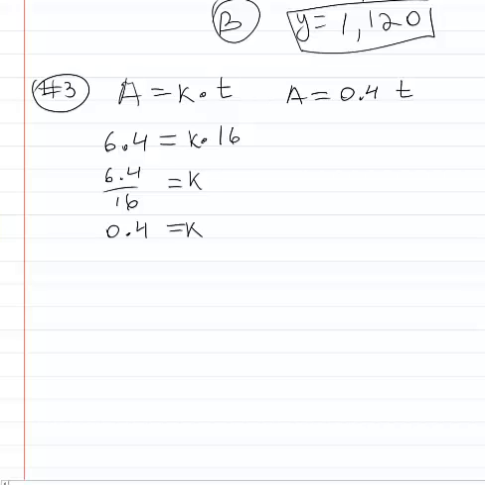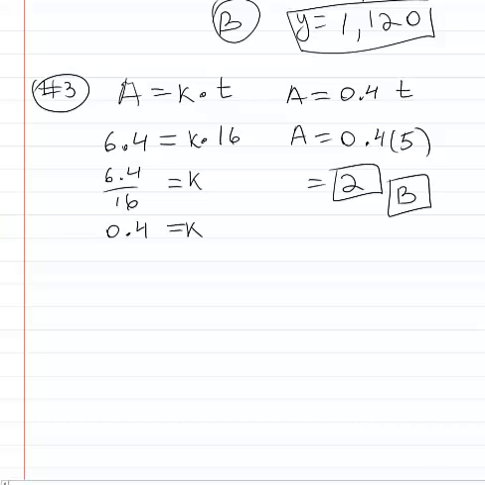Alright, now it says find the amount of water used in a shower lasting 5 minutes. So we're going to put 5 in here. It's 0.4 times 5 minutes. Well, 0.4 times 5 gives us 2 gallons, which is answer choice B.